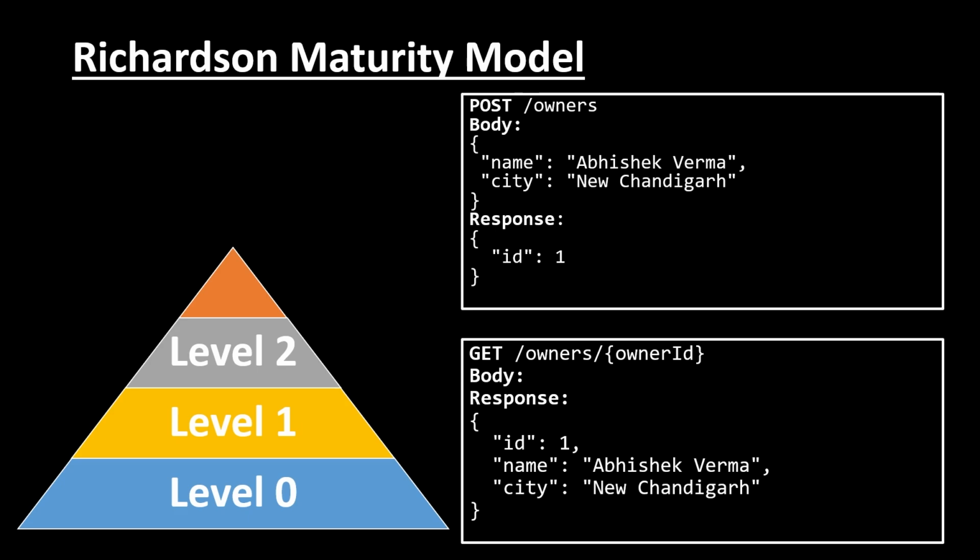Now here you will say get, then owners, and then you can provide the owner ID as the path variable also. You don't need to pass anything in the body, and in response you will get something like this. So the major point is that in level 2, you will start making use of different verbs like post, get, put, delete, patch, and all these things.